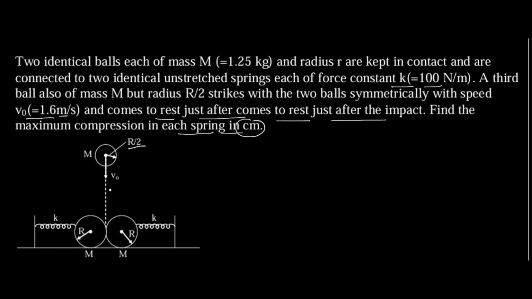So what is happening over here? As the ball comes, it collides and gives some impact force on these two balls. As there is no friction on the ground, this impact force will tend to give a velocity to this ball and this ball, and because of this velocity, the springs will get compressed by some distance x, and this x we have to find.